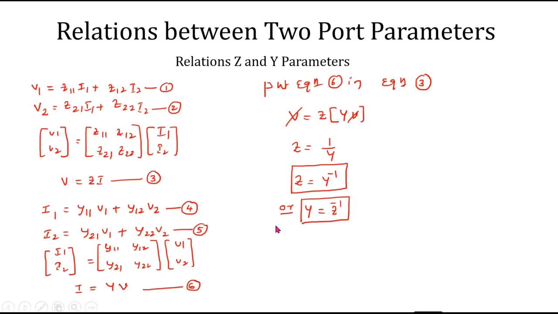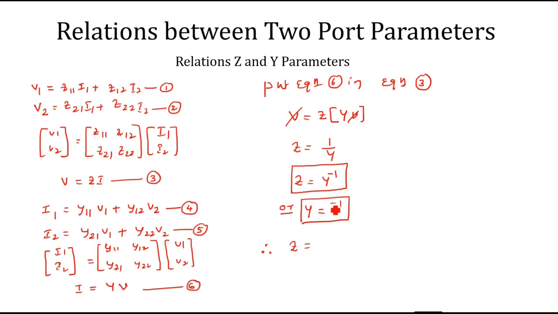So this is the relationship between Y and Z parameters. If you know the Z parameters, easily we can calculate the Y parameters. The inverse of impedance is called admittance. Inverse of admittance is called impedance.